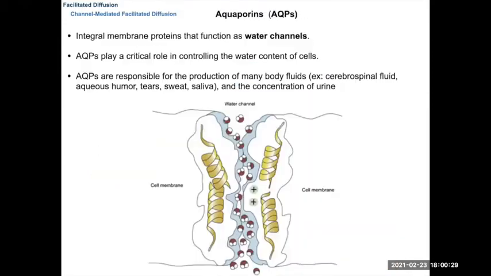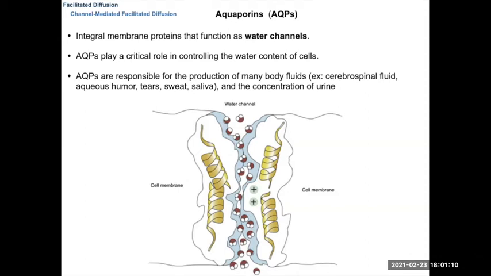One of the channel mediated facilitated diffusion examples is aquaporins, aqua meaning water, porins meaning pore. So these are water channels. Water can diffuse through the lipid bilayer, but mostly it is going through these aquaporins. So osmosis, which is the movement of water toward a higher salt area, is going to be going through these aquaporin channels. And again, it's a little polar molecule, so it'll go through these channels much easier than it will through the lipid bilayer.